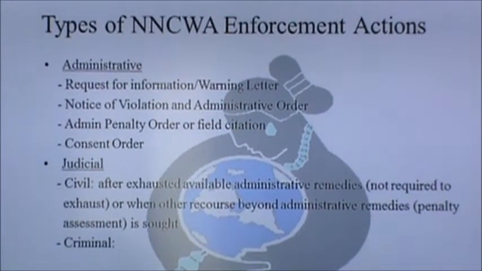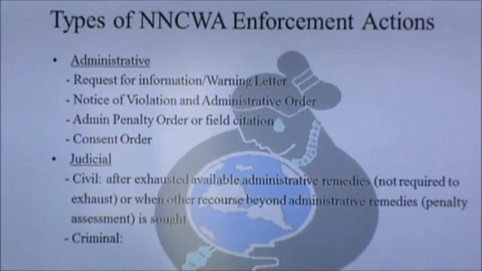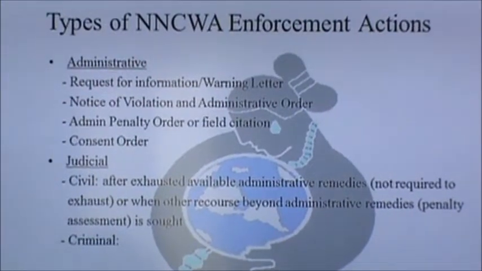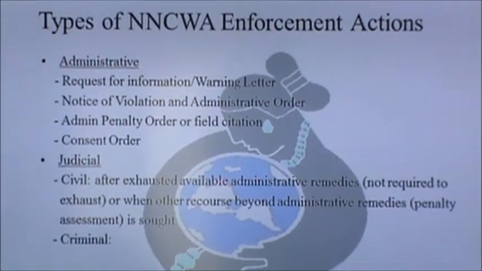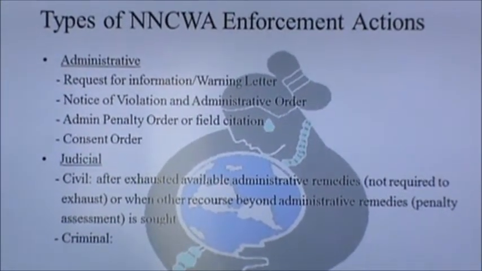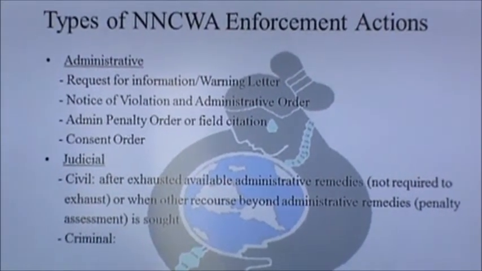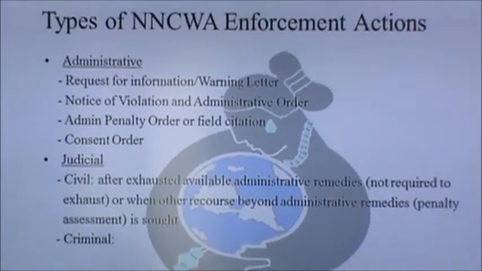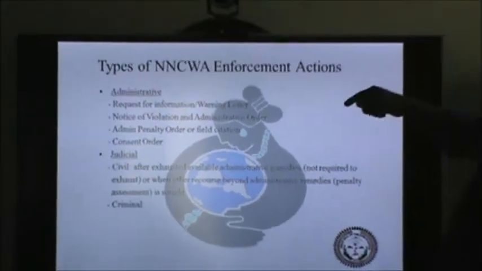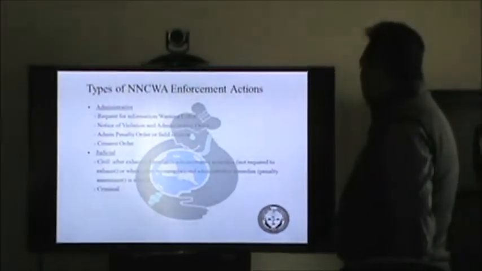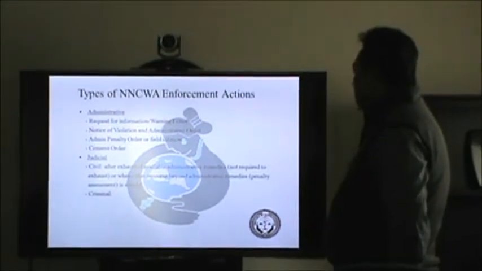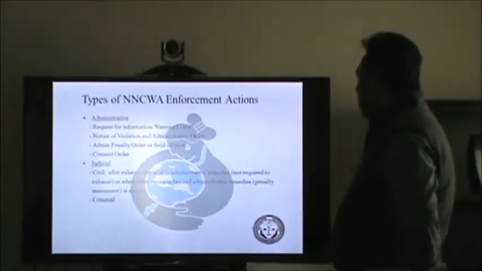There's also judicial, and these are basically what we work through with DOJ, and civil actions. Basically, it occurs if we don't get any results through the administrative, then we move to civil. In criminal, we haven't gone to that area yet.